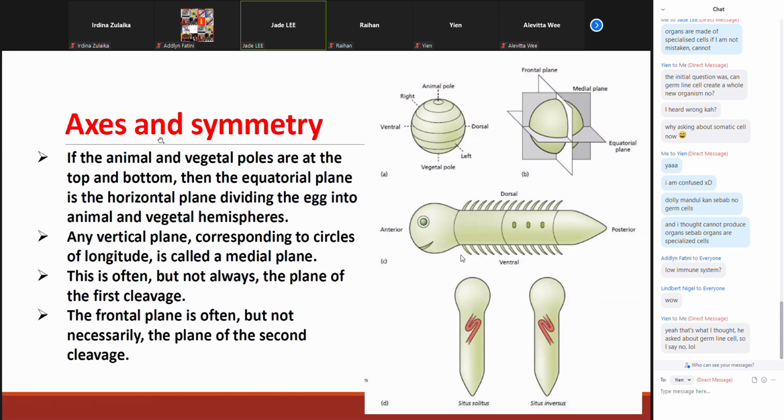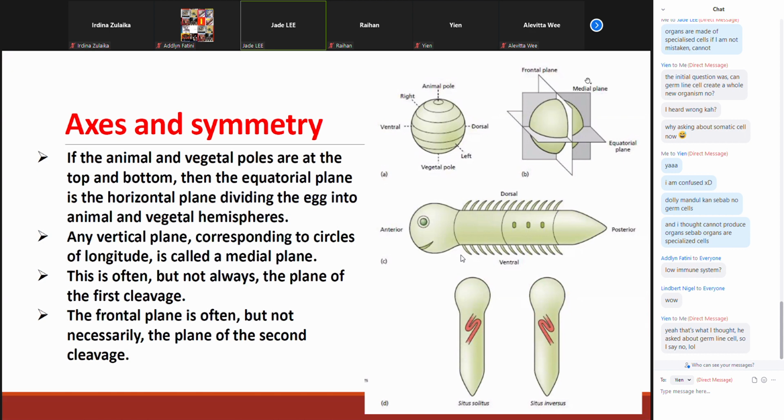So if animal and vegetal are at the top or the bottom, then the equatorial plane is a horizontal plane dividing the egg into the animal and vegetal hemispheres. So you see, on the top is the animal pole. We have the vegetal pole here, and this is the ventral, this is dorsal, and you have the left and right. If you divide them along these equatorial planes, you have the medial planes here. And this is a frontal plane.